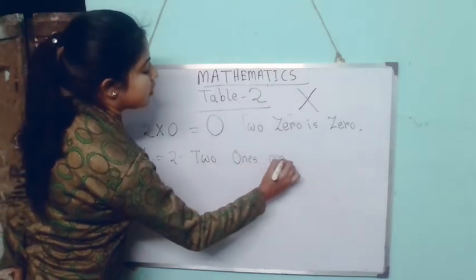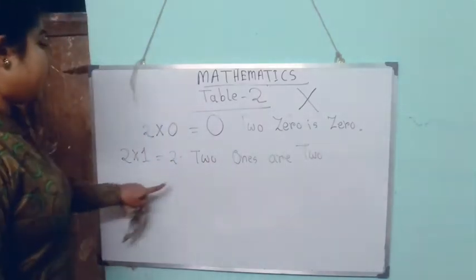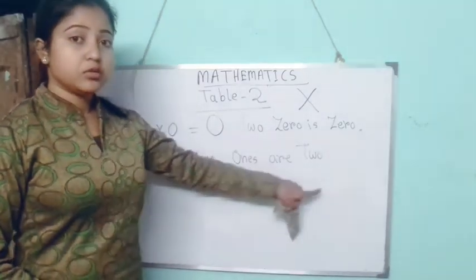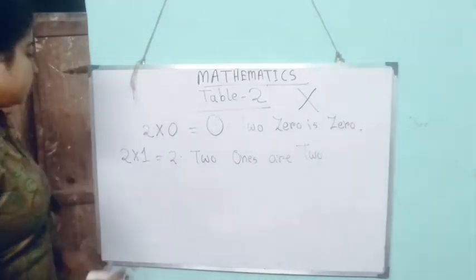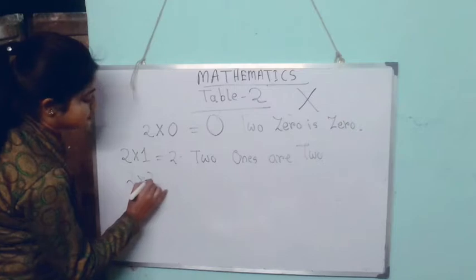ones are 2. So here 2 ones are 2. Now with the help of repeated addition we can write 2 into 2.